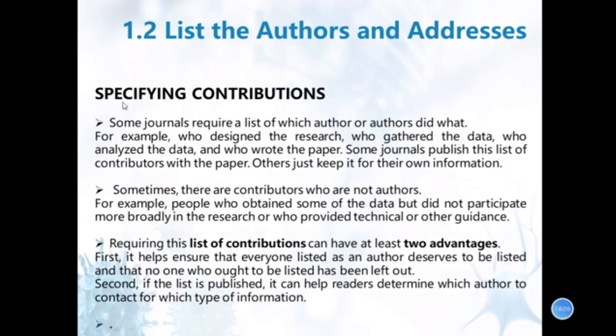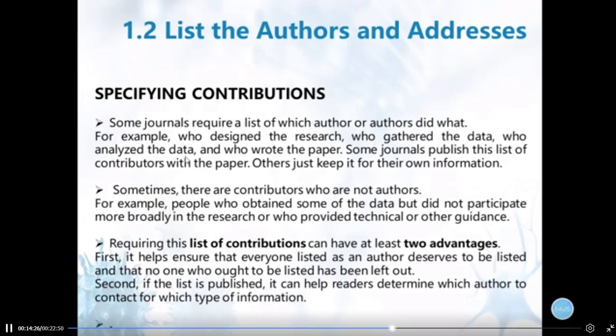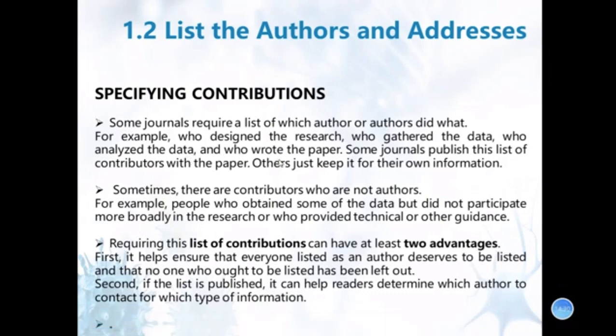Sometimes we should also specify contributions. Some journals require a list of which authors did what. For example, who designed the research, who gathered the data, who analyzed the data in detail. Also about who wrote the paper. Some journals publish the list of contributors with the papers. Others just keep it for their own information.